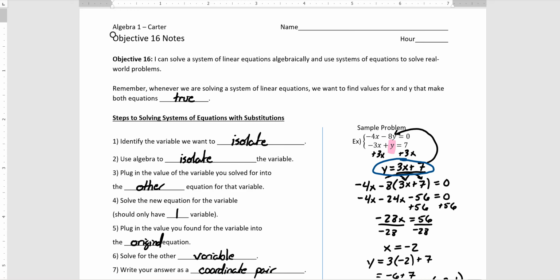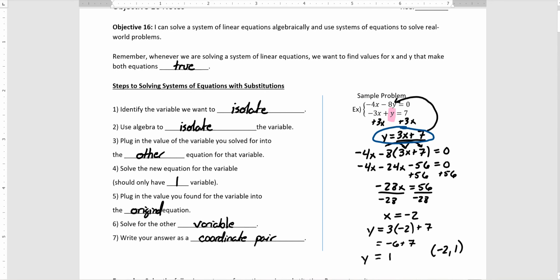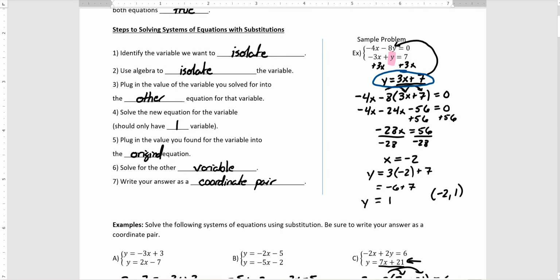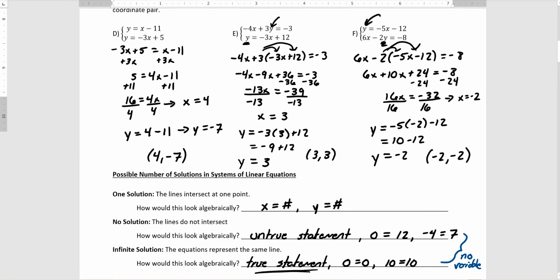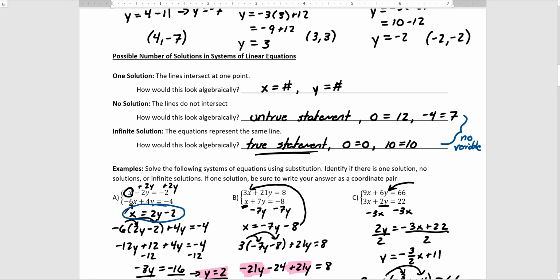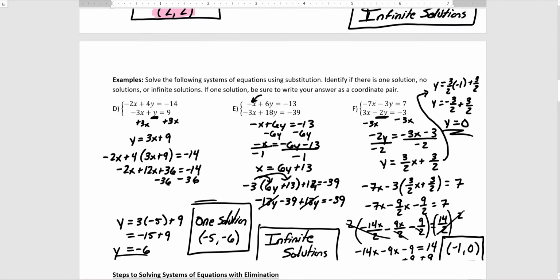Now, Objective 16, remember, says I can solve a system of linear equations algebraically and use systems of equations to solve real-world problems. And if you recall, last time we talked about solving systems with the method of substitution. We worked through that process. We did a couple, and then we also talked about the possibilities with how many solutions there were, whether there were one solution, no solution, or infinite solutions. And we talked about what that looked like, and then we did some more examples.